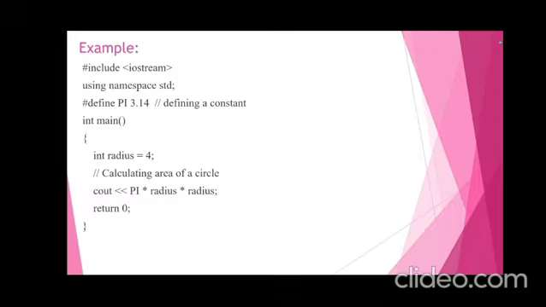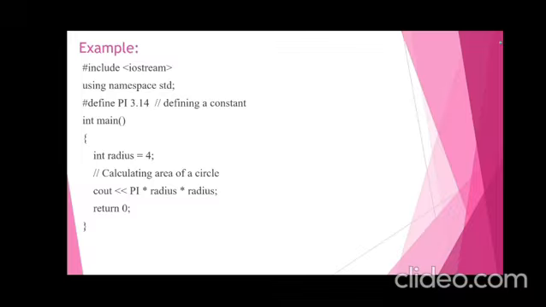The statement cout << PI * radius * radius computes the area using the formula pi r squared and displays the result. Finally, return 0 indicates the successful completion of the program.